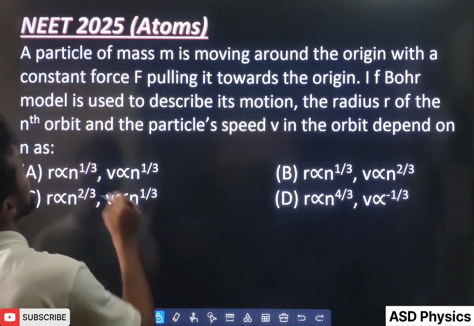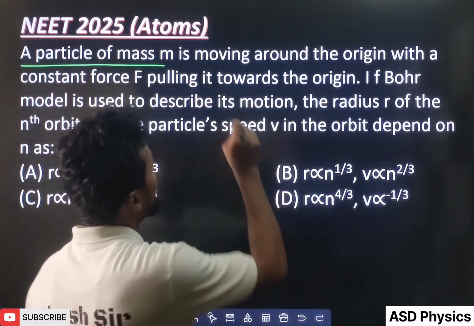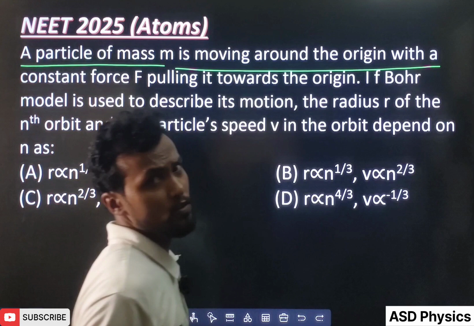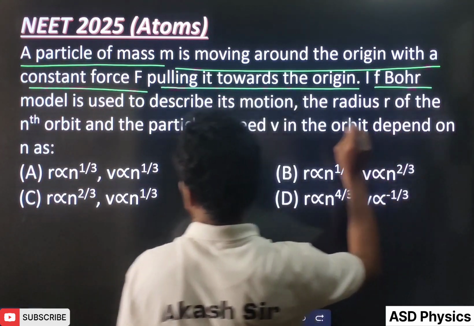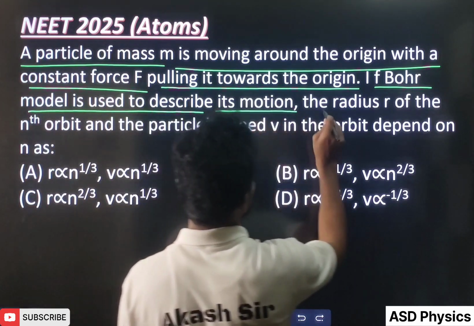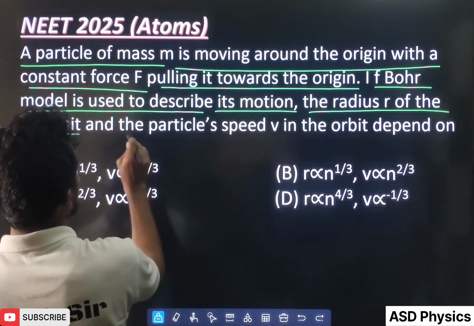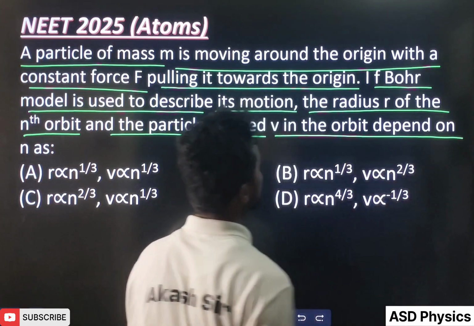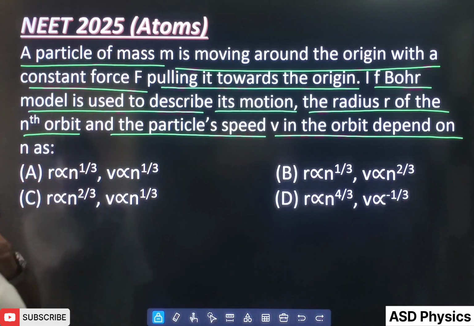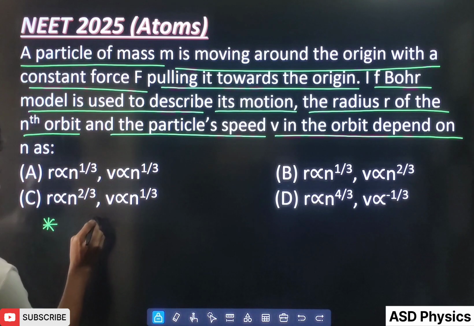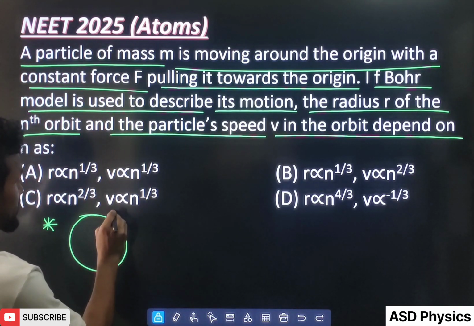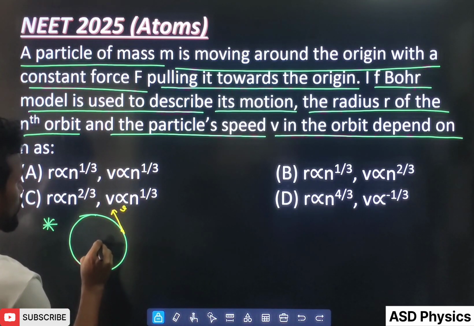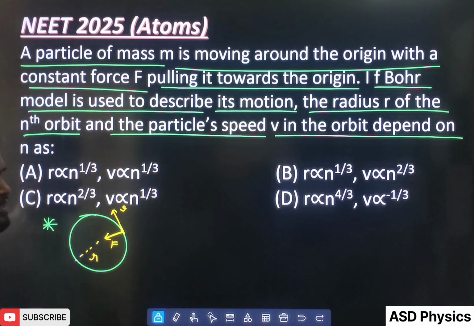Next one, atoms question. A particle of mass m is moving around the origin with a constant force F pulling towards the origin. If the Bohr model is used to describe its motion, the radius of the nth orbit and the particle's speed v in the orbit depend upon what? Remember that whenever circular motion is there, you know very well that if any object is moving in a circular path, we need a centripetal force. This is the centripetal force, one constant force is there, and the radius is r here.